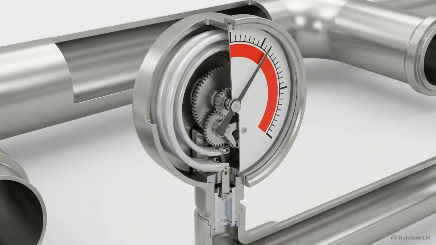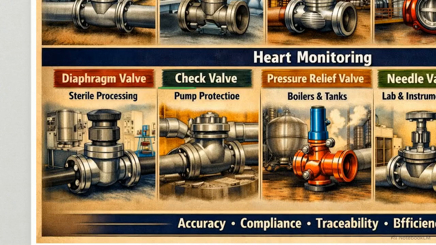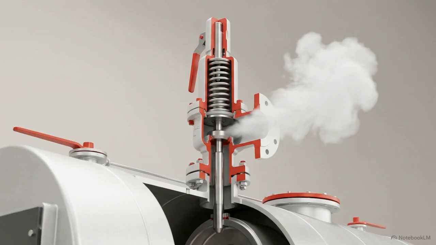Some pipeline segments require passive protection and fine-scale adjustments rather than manual routing. A check valve allows fluid to move in only one direction and automatically closes if the pressure decreases. This prevents backflow, which protects pumps and upstream instrumentation from damage. Pressure relief valves provide safety by automatically venting excess pressure from boilers and reactors.